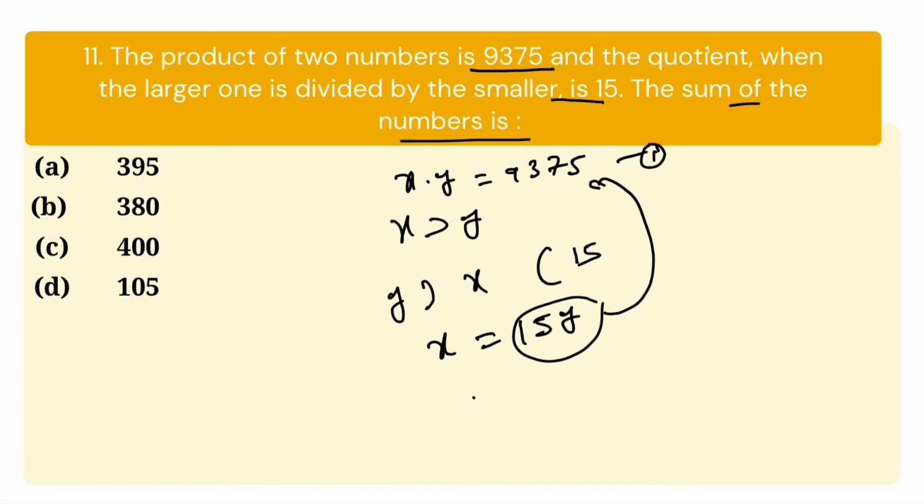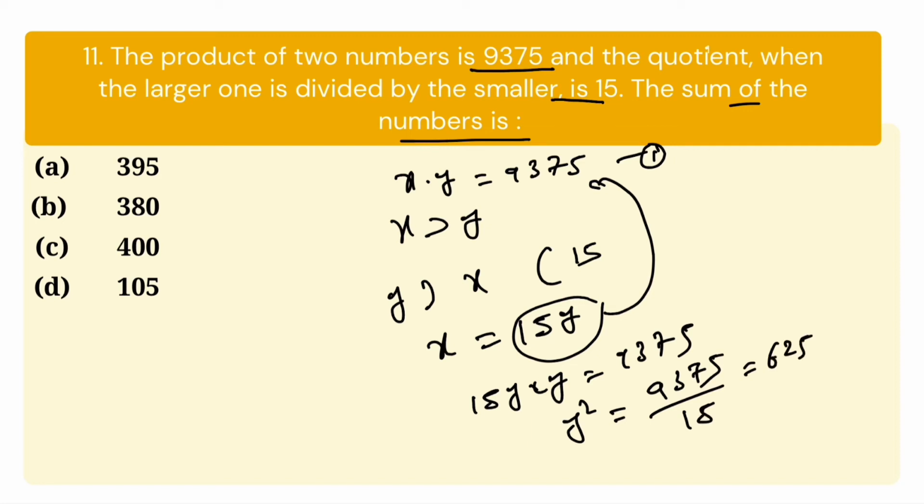It becomes 15y into y is equal to 9375, which means y square is equal to 9375 divided by 15, which is equal to 625. Now y square is equal to 625. So y is equal to the square root of 625, and the answer is 25. So we got the value of y is equal to 25.